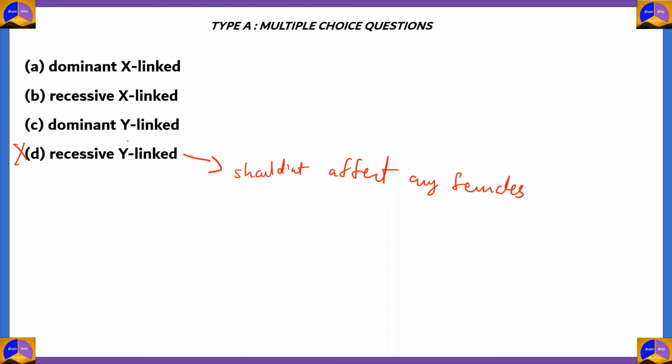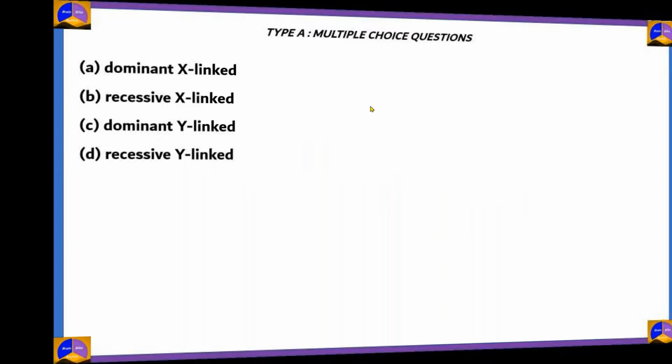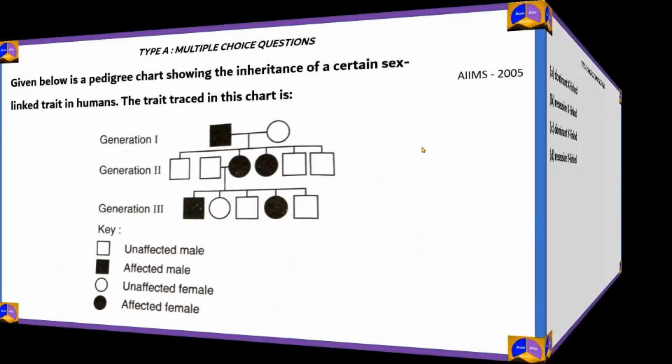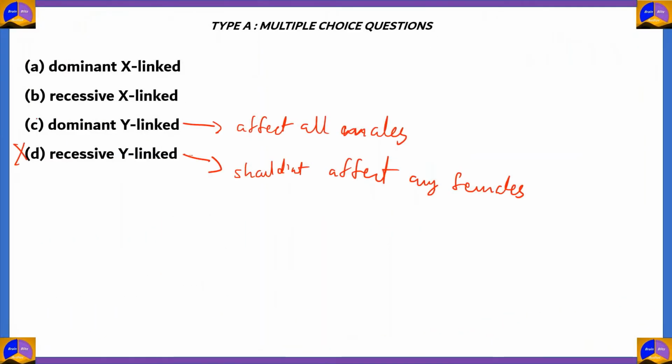What about option C? Dominant Y-linked. Now in dominant Y-linked, the trait should affect all males. But over here, you can find unaffected males and affected females. So option C is also incorrect because all of the males are not affected. Some of the affected are actually females.